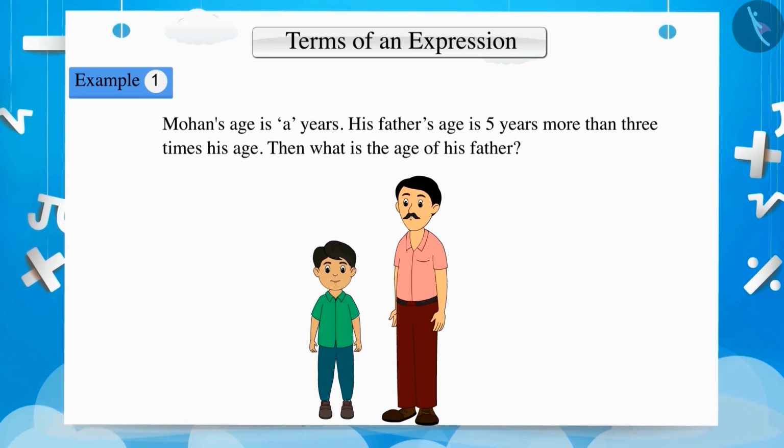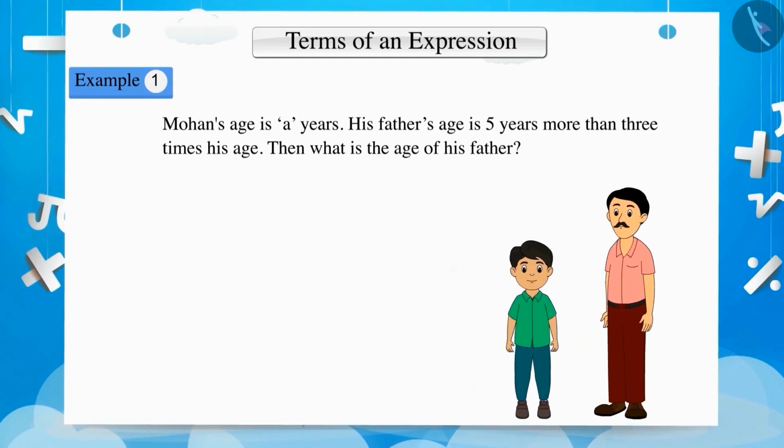Let's form an expression that represents the age of Mohan's father. Here, Mohan's age is A years. Now, to represent the age of Mohan's father, we will multiply A with 3. We will get 3A and then we will add 5 to it. Therefore, we get 3A plus 5.